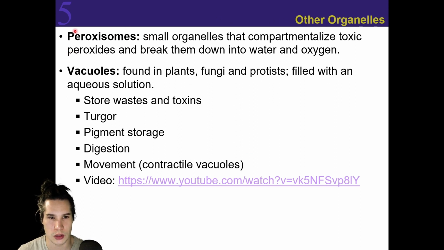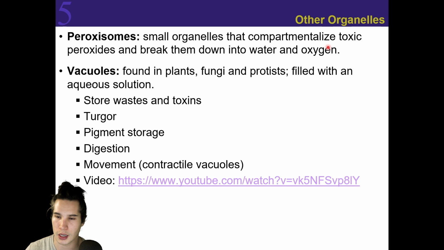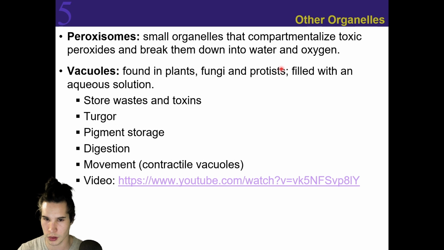Now we have peroxisomes. So these are going to be small organelles that compartmentalize toxic peroxides and break them down, or you could say neutralize them, into water and oxygen. Your mitochondria are going to be a prime source of peroxide production that usually results from the incomplete reduction of oxygen during the last step of the electron transport chain. So you'll create peroxides as a result of improper reduction within your mitochondria, and then we have another organelle that functions to neutralize the harmful peroxides.